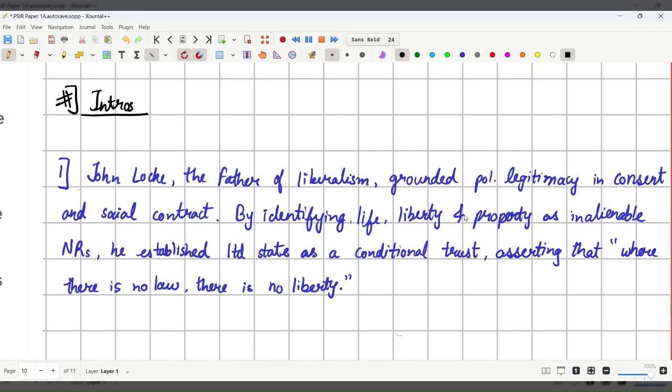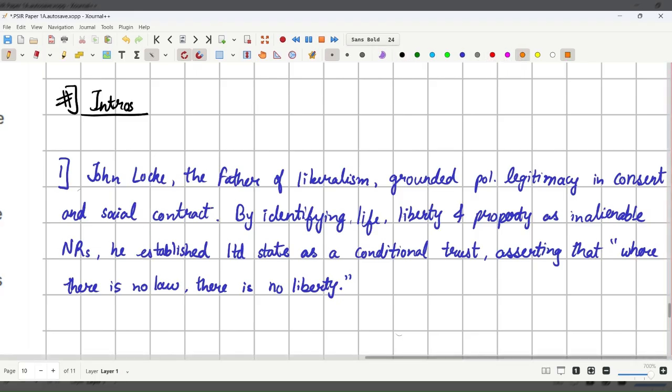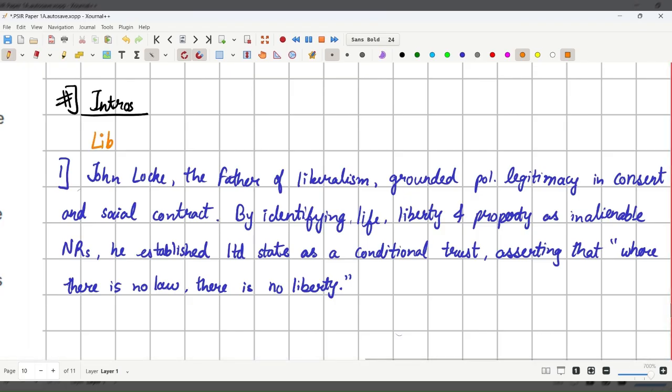So the first intro: John Locke, the father of liberalism, grounded political legitimacy in consent and social contract by identifying life, liberty, and property as inalienable natural rights. He established the limited state as a conditional trust, asserting that where there is no law, there is no liberty. So this introduction you can write for questions asked from the liberal constitutionalist angle.